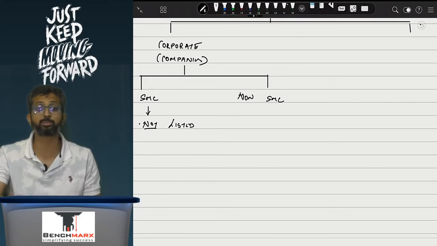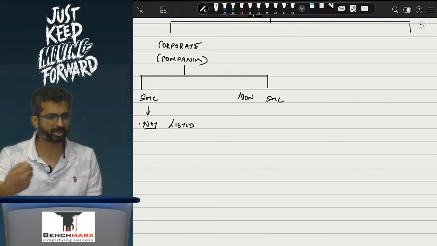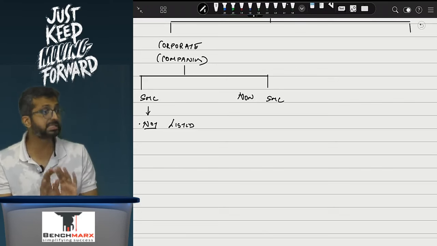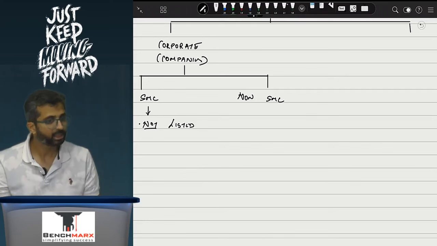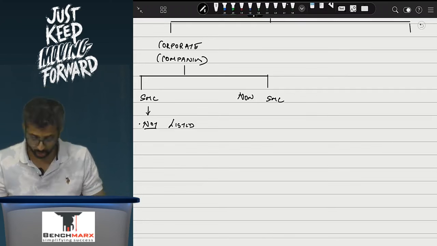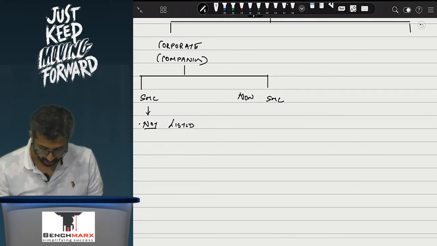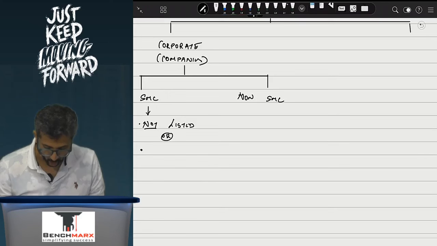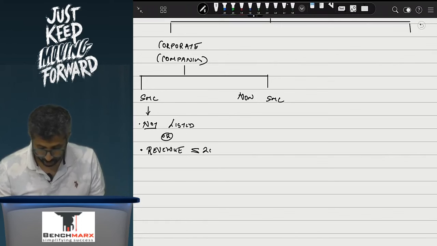In law, you will study prospectus, red herring prospectus, this and that. You have filed for listing. You have not yet listed on the exchange, but you are then in the process of listing. For an SMC, you should not be listed. Or, in between comes another condition: your revenue, also called turnover, also called sales, should be less than or equal to 250 crores.